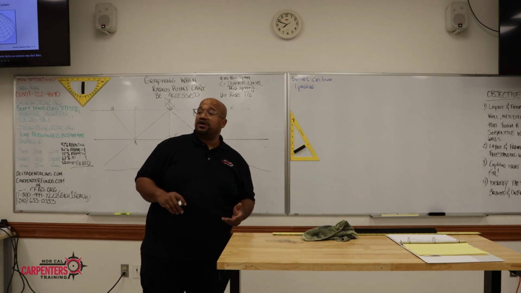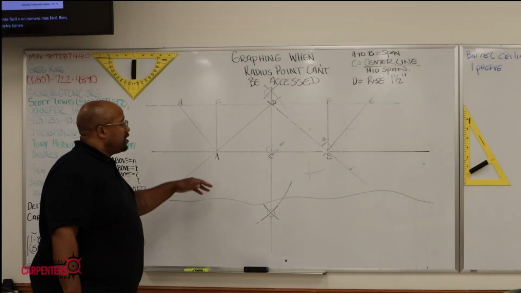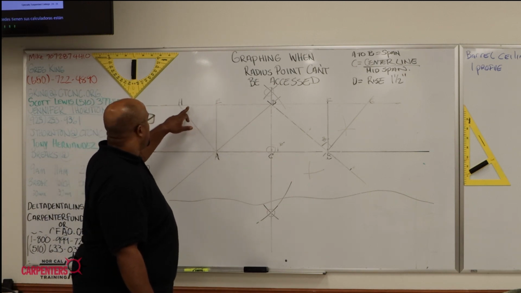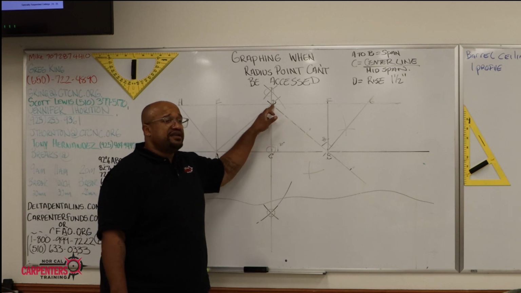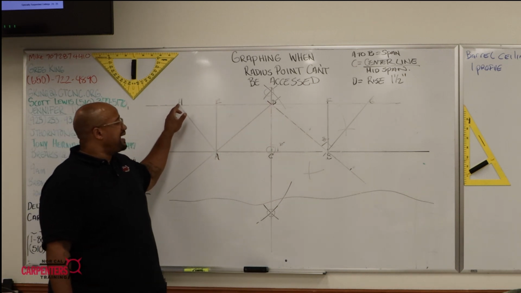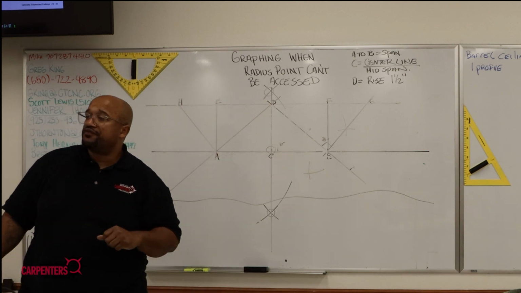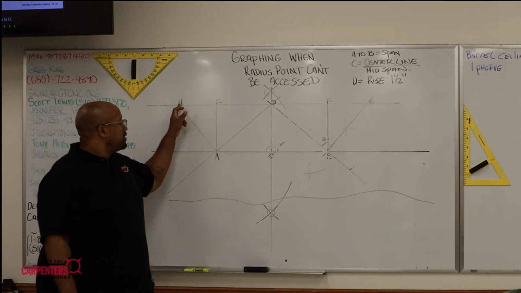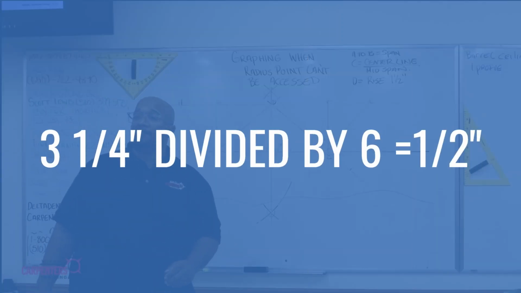So those of you all, you have your calculators out, right? So what you're going to do is divide from H to D. Find out that number, whatever that number is from H to D. Someone measure and call it out. From H to D, 3 1/4. 3 1/4 divided by 6. What do you end up with?